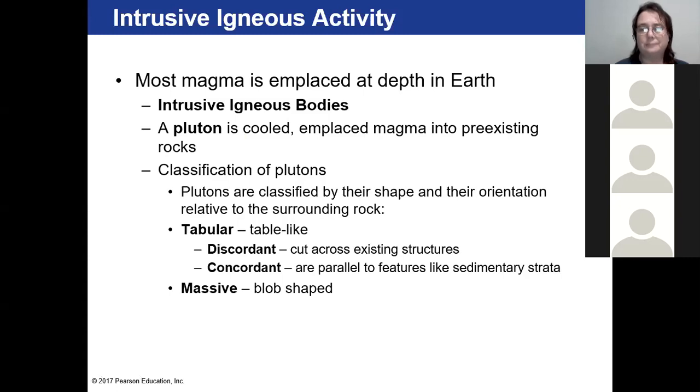Crystallized magma forms igneous rocks, and intrusive igneous rocks form different types of structures. If you have a magma chamber that just cools and crystallizes there, that's called a pluton. Some plutons, maybe the magma has moved up into cracks in sedimentary rocks and made a layer, and that's a tabular. Or you can have a massive or blob shaped.